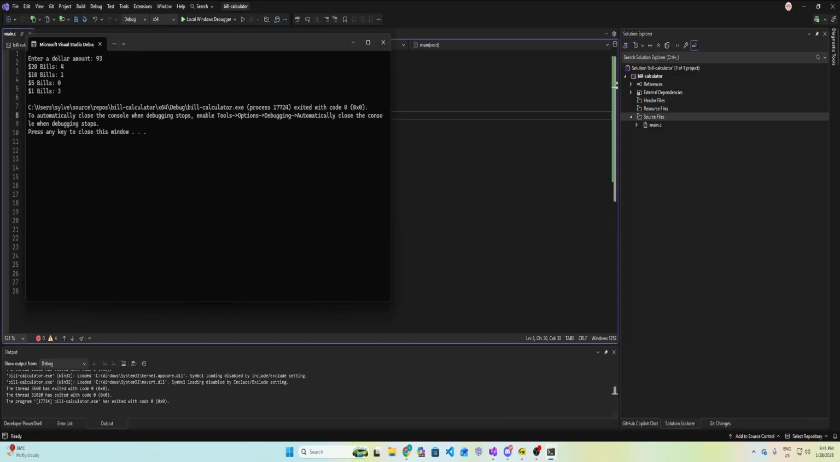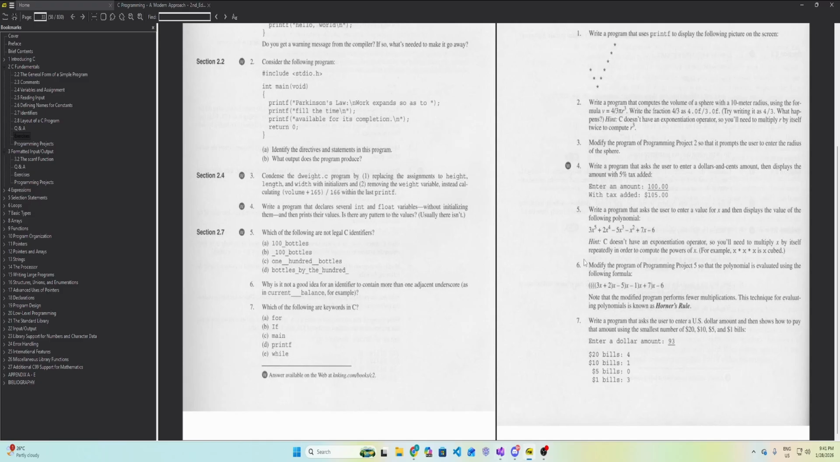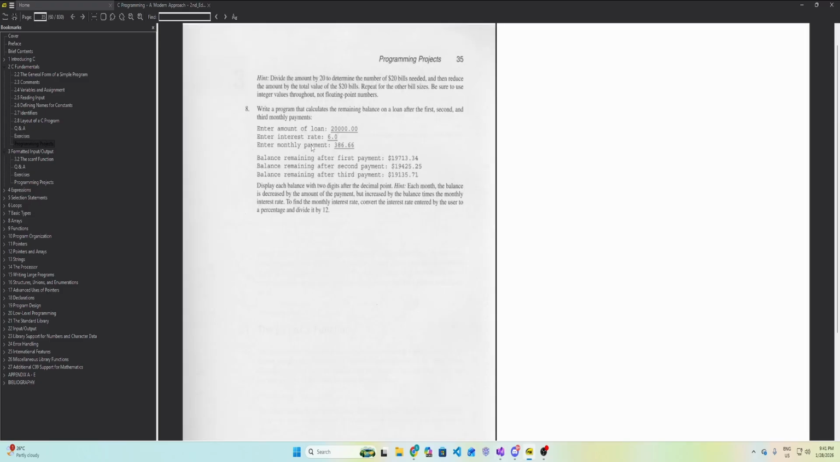93 again. 4, 1, and 3. Yes. It's probably not the best solution or the nicest looking. There's probably a much better way to do this, but this is what my brain can think of now. So, I'm gonna take that as a victory. And then we move on to the last program.